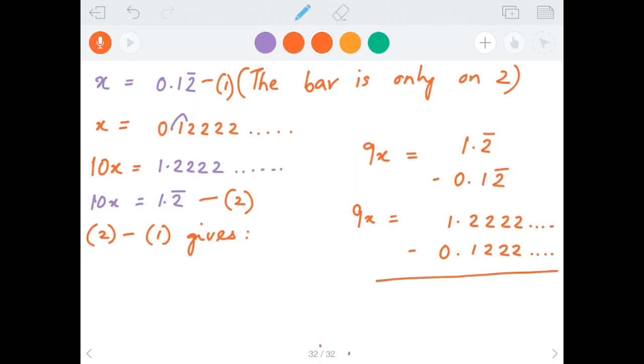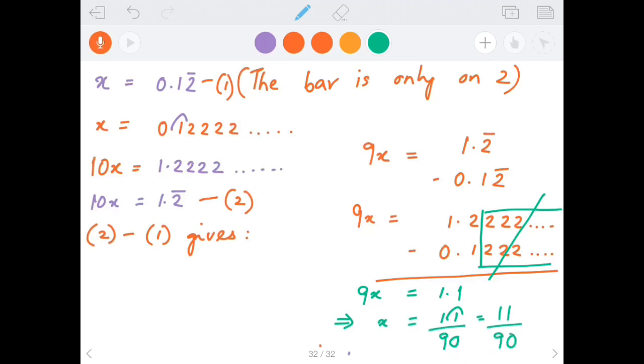Do you notice that there's a 222, what I've just highlighted, the repeating number that completely gets cancelled out for me? So I'm going to be left with 1.1, and that is going to be equal to 9x. So I'm going to say x would be equal to 1.1 by 9, and when I simplify that out further, I'm going to get the answer as 11 by 90.